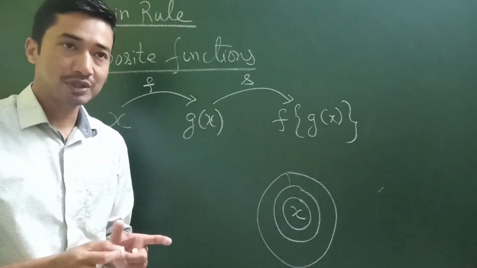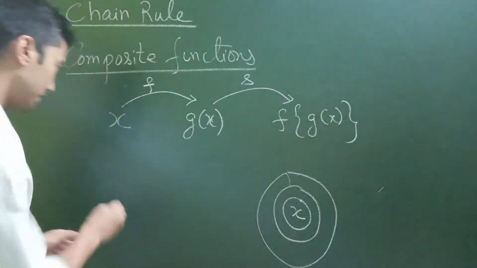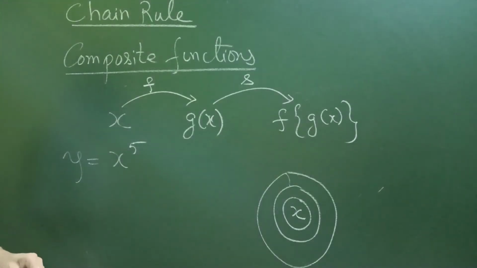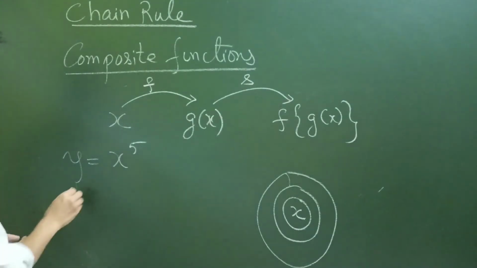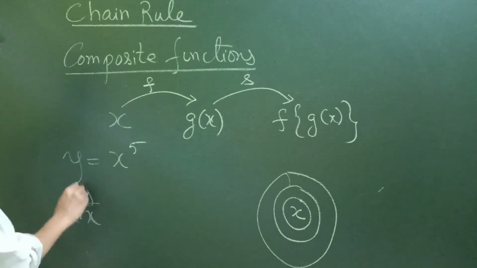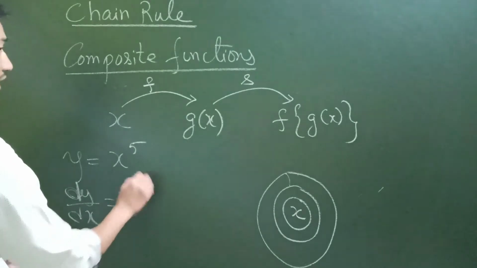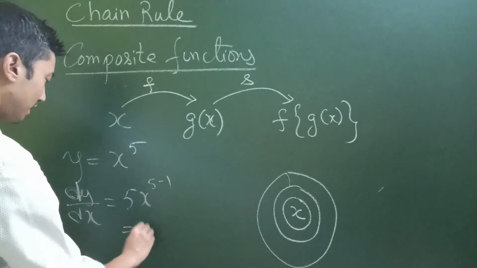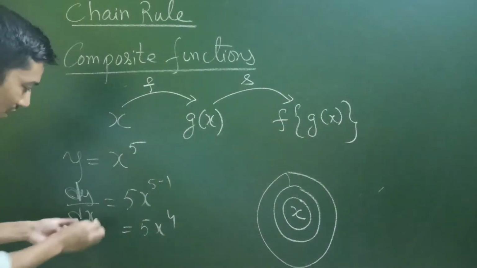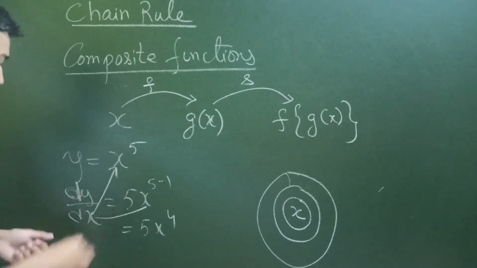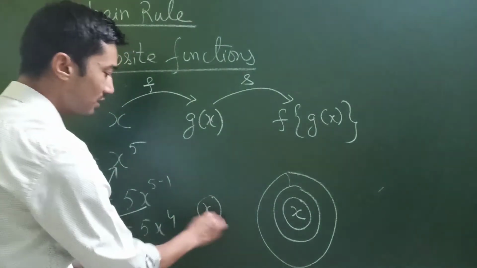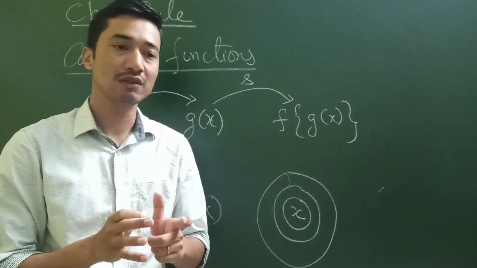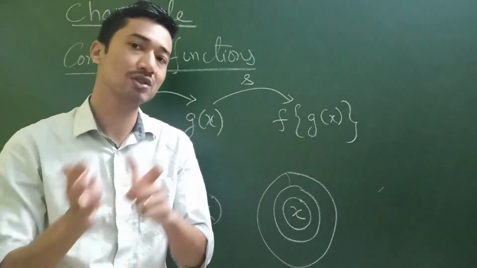Now with differentiation, we know the concept. If y is a function of x, say y equals x power 5, we have already learned how to differentiate, the derivative of y with respect to x. That's simply the first formula I gave you today: 5 into x power 5 minus 1, that is 5 into x power 4. That was easy because it was a single function with respect to x. But problems are not going to be like that. We are going to be given composite functions, functions of functions.